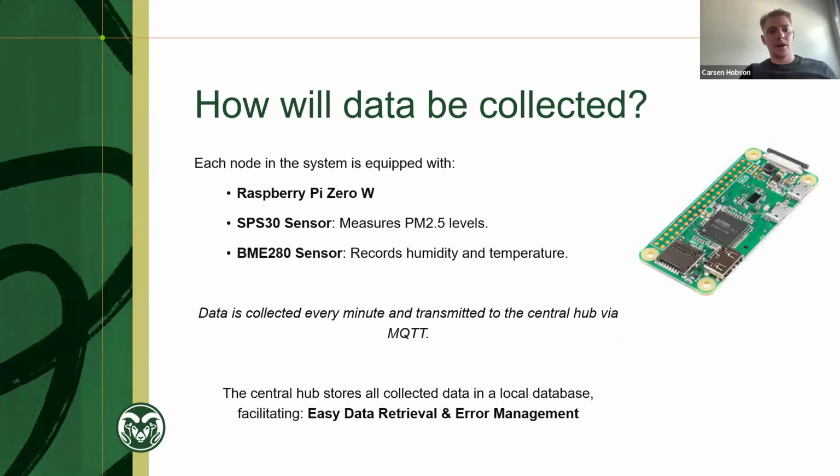Yes, so each node in the system has a smaller Raspberry Pi, an SPS30 sensor for measuring PM2.5 levels, and a BME280 sensor, which records humidity and temperature. This data will be collected every minute and sent to the central hub. This data is then stored on a database in the central hub. And these nodes, we can create as many as we want for any specific house.